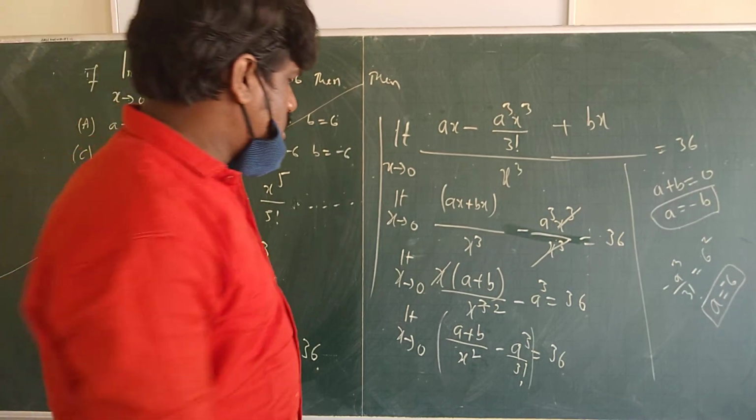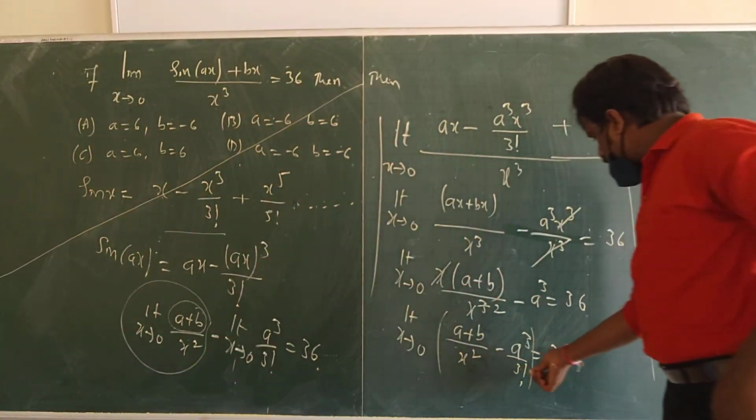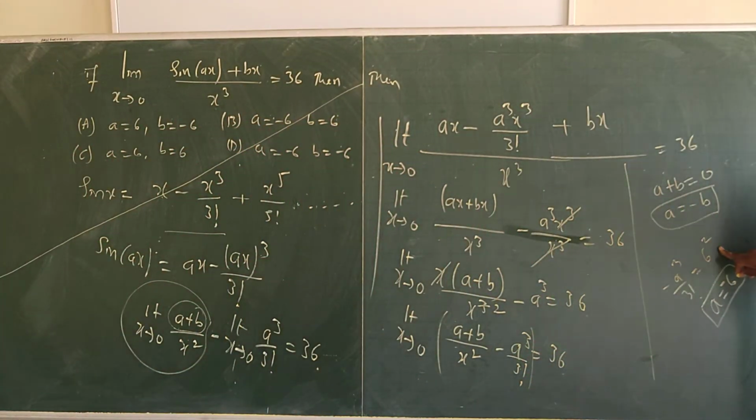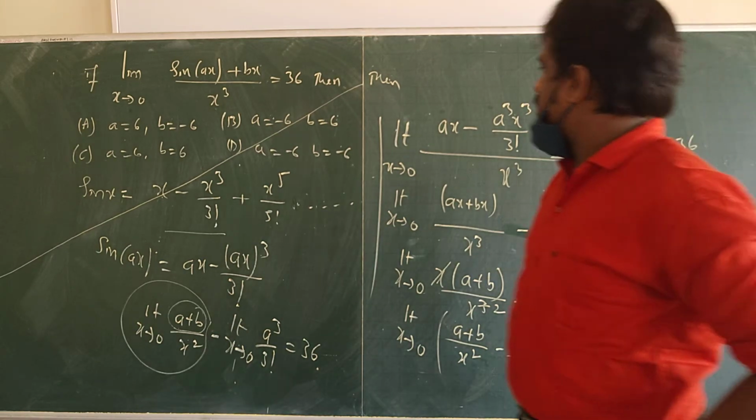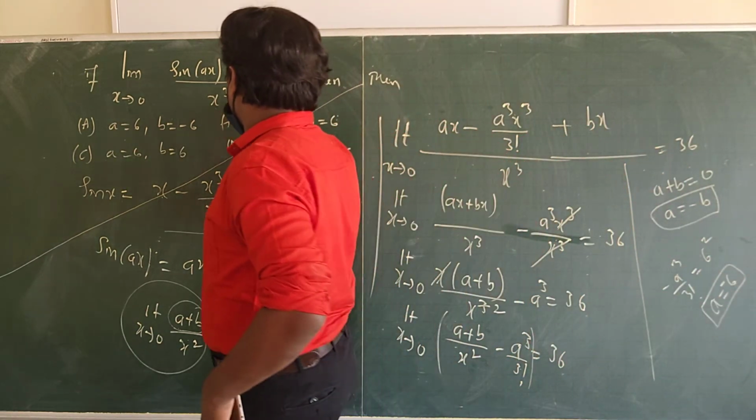Okay. So this is what I explained here. a cube by 3 factorial is equal to 6 square. So a cube is equal to minus 6. So b is equal to, you get plus 6. So minus 6 comma plus 6. B is the right answer, right? Yeah, B is the right answer.